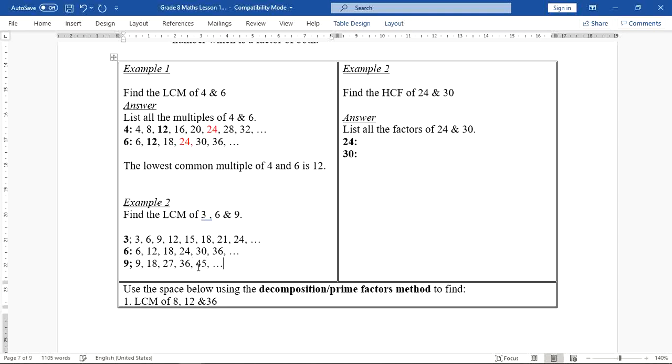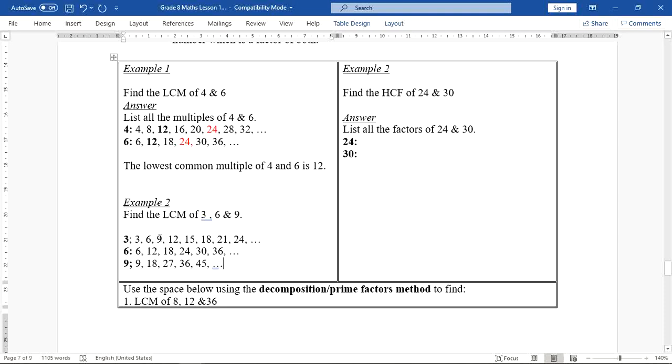And how did I get these numbers again? 9 times 1 is 9. 9 times 2 is 18. 9 times 3 is 27. 9 times 4, 36. 9 times 5, 45. All right, so now we check.